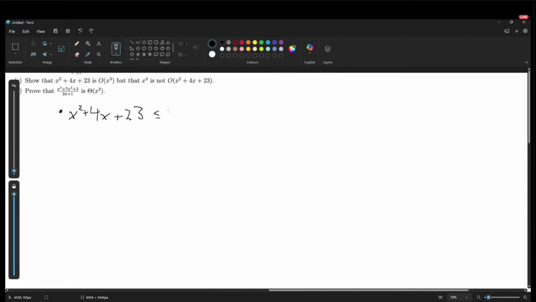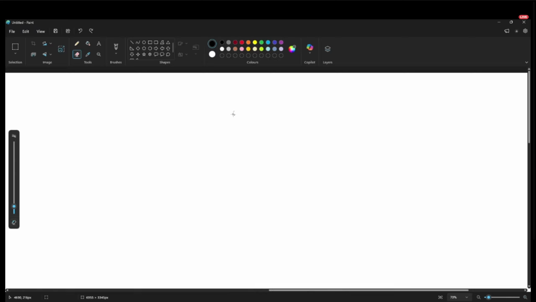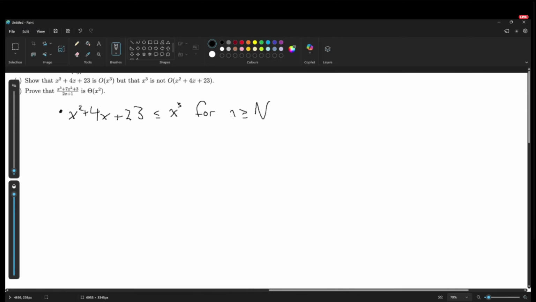We'll just say that it's less than x cubed for n greater than some number. We don't know what this number is, but we're just gonna say that. To show this, it's pretty straightforward, I would say, if you know your polynomials. Intuitively, x cubed grows faster, right? But you can actually show this via inequalities if you just put everything on one side. So if you put everything on one side, you get something that kind of looks like this.